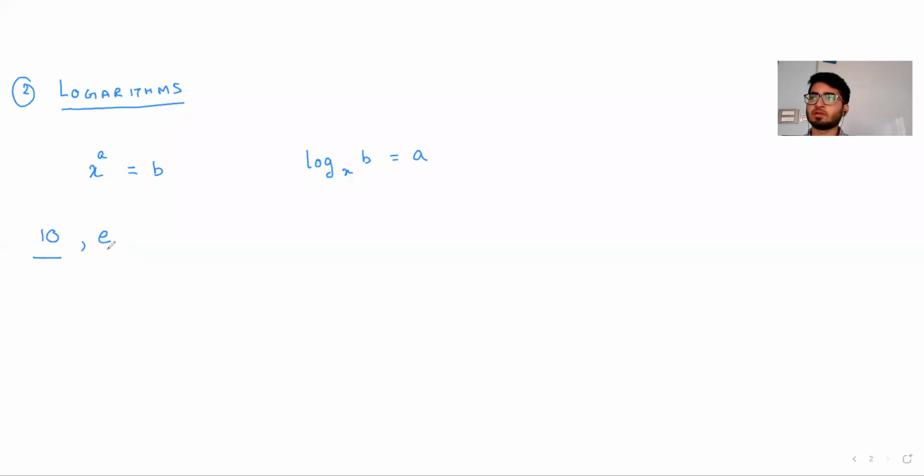Even if you remember certain properties of calculus from school, for example, d by dx of ln x, ln x is basically short form for log with the natural base, that is e. This was nothing but 1 by x. So here the base used was e, the natural base of logarithm. These are the two most commonly used bases which we are going to see.